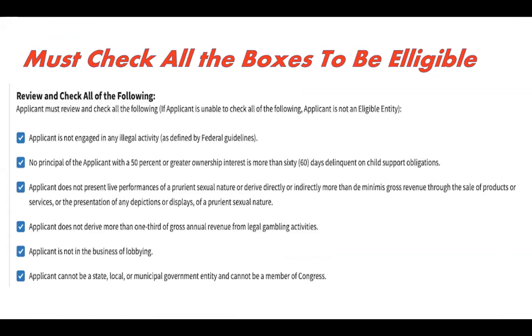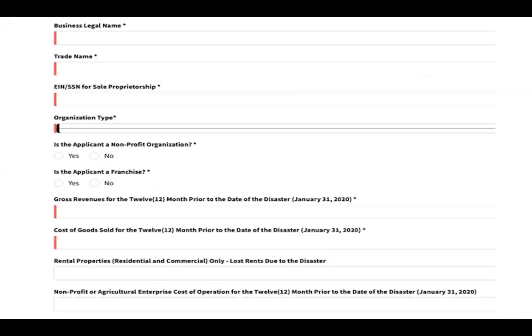And then you just click on all these boxes. So one thing you want to be careful about is this part. It's the 12 months prior to the date of the disaster, January 31st. So you want to make sure that your gross revenue is not for 2019, but from February 1st, 2019 to January 31st, okay?